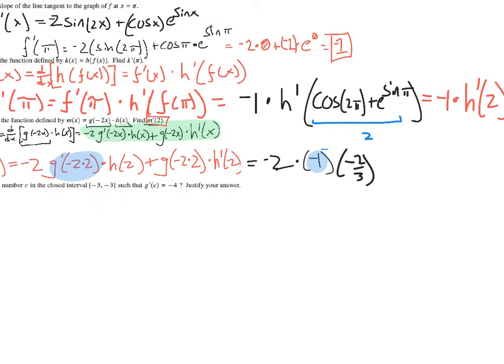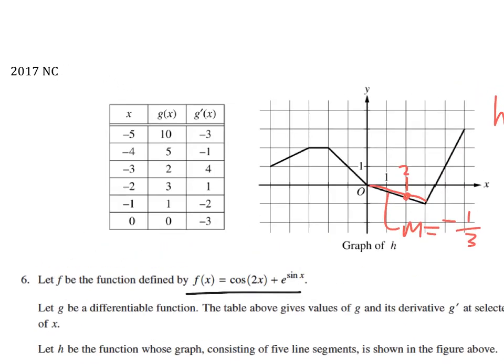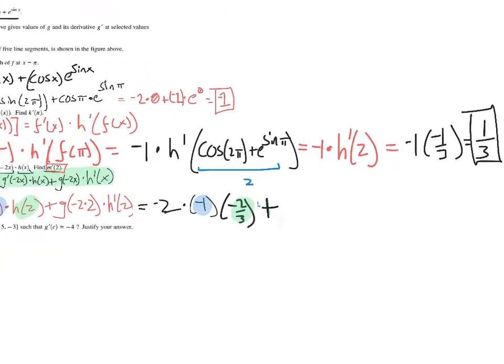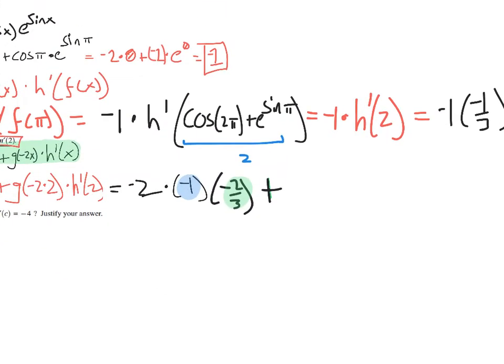All right, so this guy here became this. Now, plus g of negative 4, not g prime, but g of negative 4. So we want g of negative 2 times 2, which is negative 4. So g of negative 4, let's go up to the table. G of negative 4 is 5, okay? G of negative 4 is just plain old 5. Great. And then we've got this guy right here, h prime.